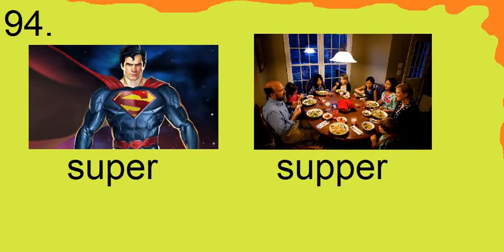Next we have super and supper. Super as in Superman there in the picture, just one P. Supper is a meal that you have late in the evening with two P's. S-U-P-P-E-R. Supper, super. They don't sound the same, but people often get the spelling wrong. If you had a superhero called Supperman, he'd probably just come round for dinner late at night instead of saving the world.